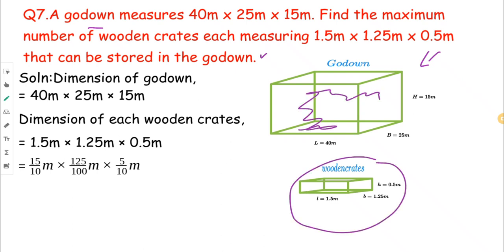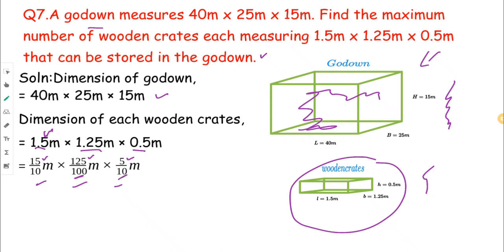Okay, so how do you do this? We simply have to find the volume of both of these and then divide them. Clear? So dimension of the godown given to us, length by breadth by height, and dimension of the wooden crates has also been given to us, right? So I'm doing the division by 10, by 100, by 10 so that we'll not have decimal numbers. 1.5, instead of that, better write 15, right? Same thing here, 1.25, I want to write 125, so it will be divided by 100. Same thing here, 0.5, I want to write it as 5, so it will be divided by 10.